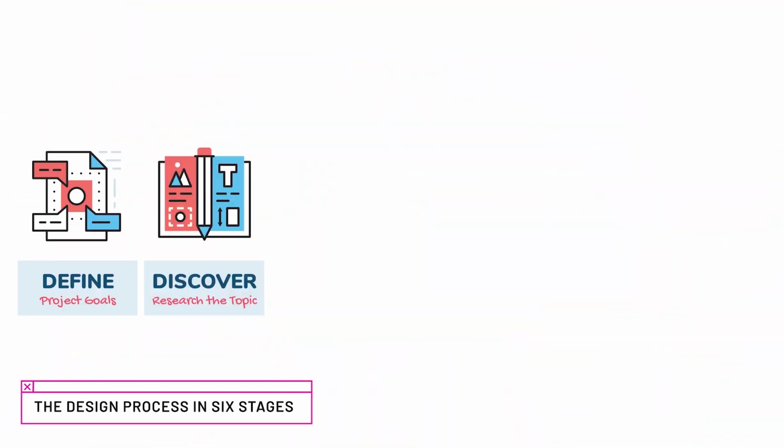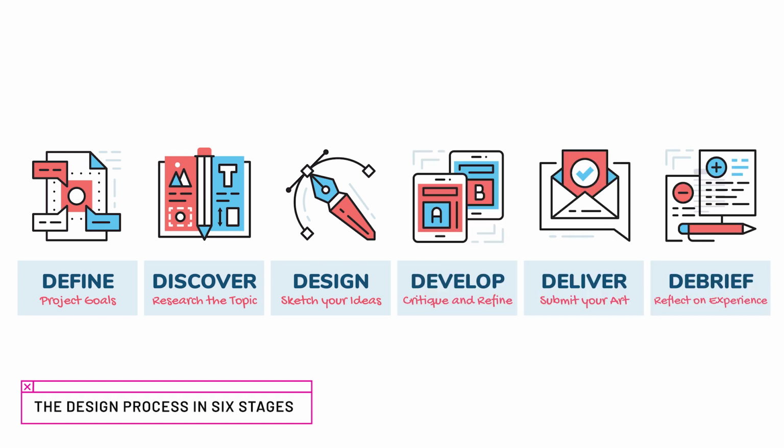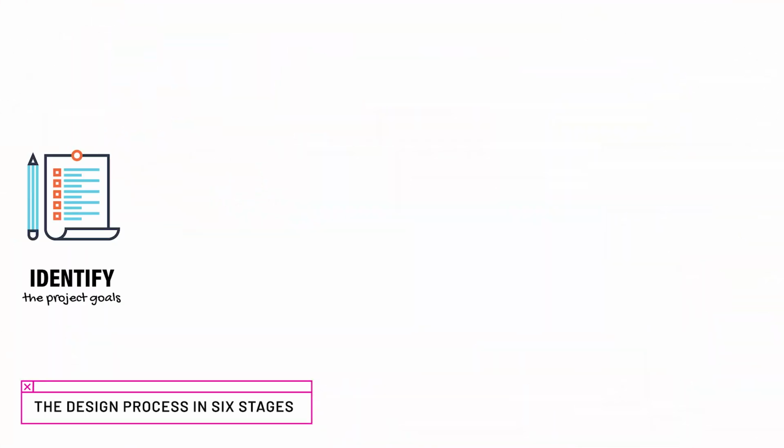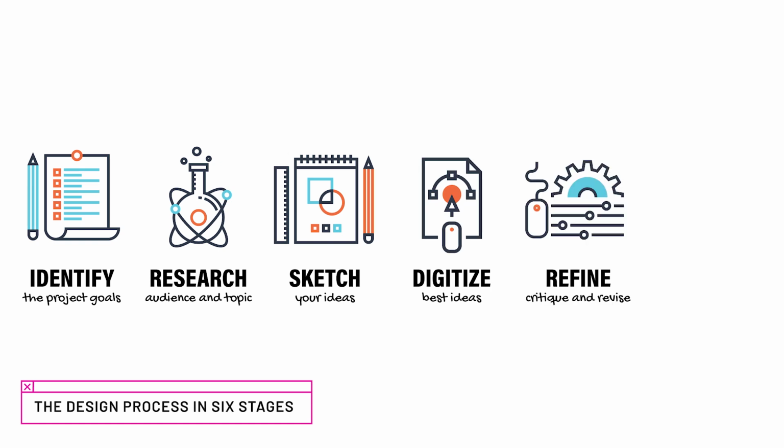There are 6 stages in the design process. And because I like alliteration, I'm going to use the grouping where every stage begins with the letter D. Define, discover, design, develop, deliver, debrief. The alternate grouping is more literal and easier understood for students at a glance, so you may find it useful to display this version in your classroom. Identify, research, sketch, digitize, refine, and deliver.